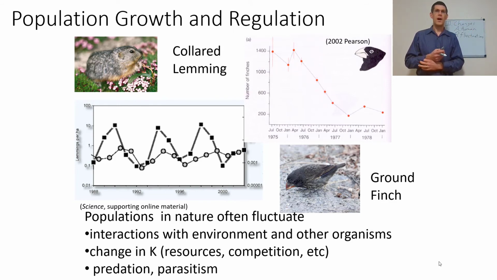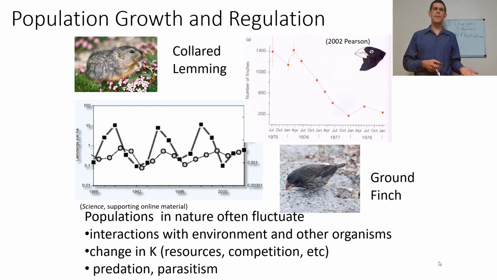El Nino changed the rainfall on the island Daphne Major, which these ground finches were feeding on. They were feeding on seeds on Daphne Major, and suddenly the seeds were not as available. So the ground finch, due to this population independent factor, was unable to get enough seeds. And when they couldn't get enough seeds, the population crashed, as you see between 1976 and 1977 on this graph.